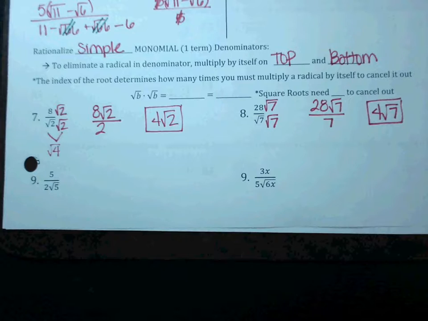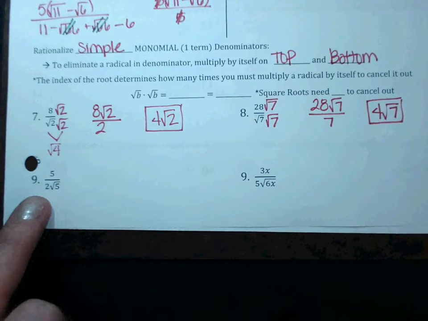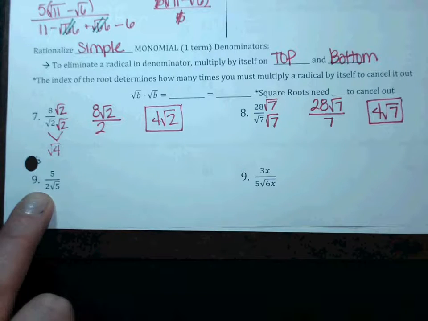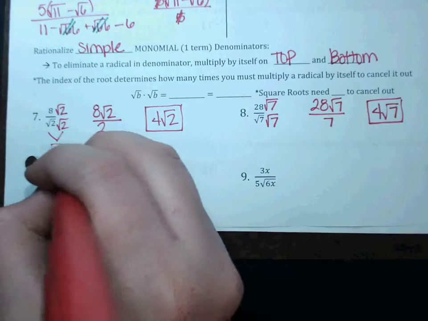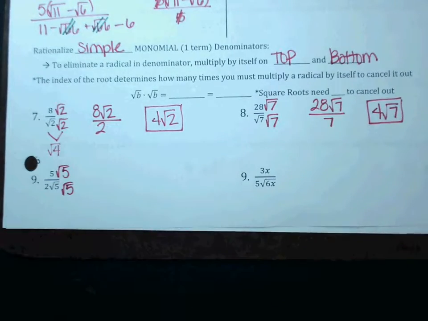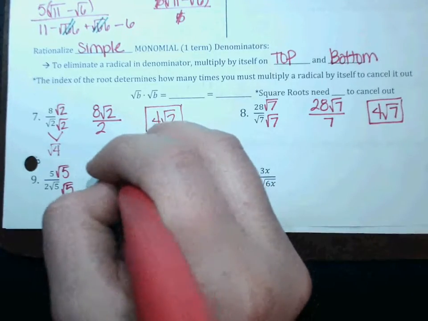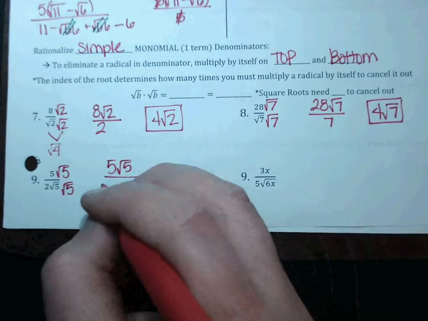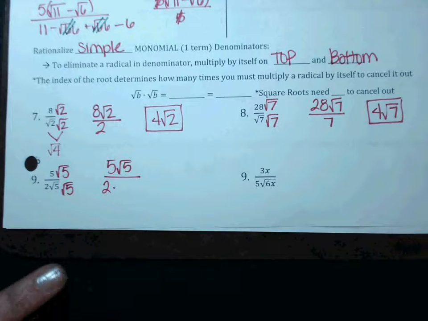Okay. Next one, look at it. What's the problem? Is the 2 the problem? No, what's the problem? Divide. So put a 5 on top and on bottom. On top I have 5 root 5. On bottom I have 2 times root 5. Root 5 times root 5 is root 25, which is really just a 5.